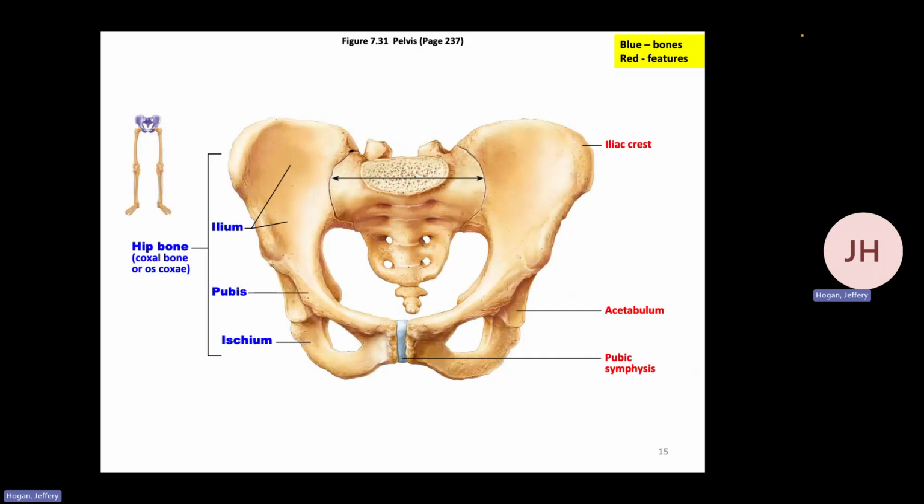So the ilium, this great big wing here, is called the ala, or the wing of the ilium. We have the iliac crest here, or the top of the ilium. The pubis swings down around to the front, and we have the pubic joint right here, with a fibrocartilaginous disc at the pubic symphysis, which is where they join together.